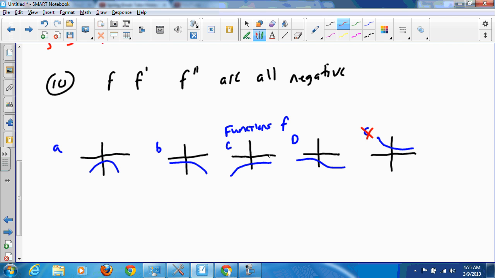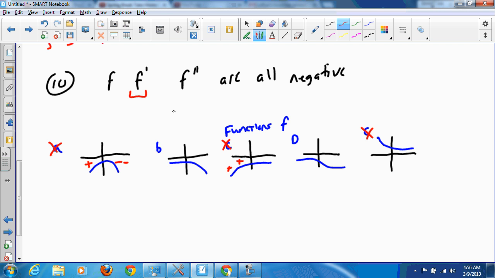Okay, let's take a look at the first derivative. So looking at A, let's see what this derivative looks like. The derivative is positive right here and negative right here. So if any part of the derivative is positive, then we can eliminate that answer. So we're going to get rid of this one. And it looks like C, if I drew it correctly, has a positive derivative, looks like everywhere. So we're going to eliminate C as well.